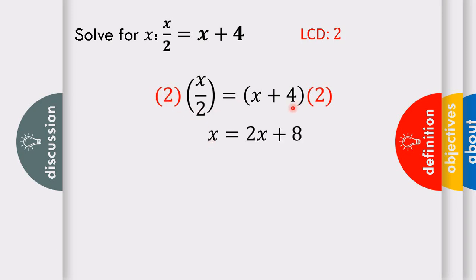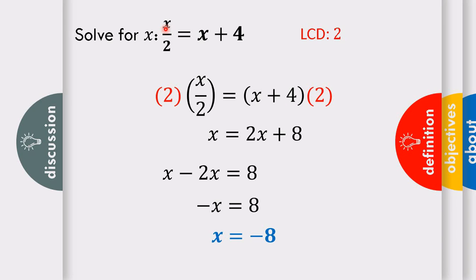x. Then, in this part, we will distribute 2 to the expression x plus 4. So 2 times x is 2x, and 2 times 4 is 8. So we have now x is equal to 2x plus 8. Then, combine like terms. So x minus 2x is equal to 8. So x minus 2x is negative x equals 8. Then divide both sides by -1. So x is equal to -8. So we have now the x value for the rational equation.